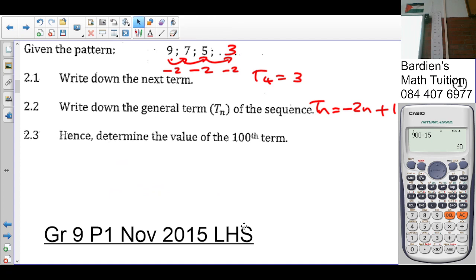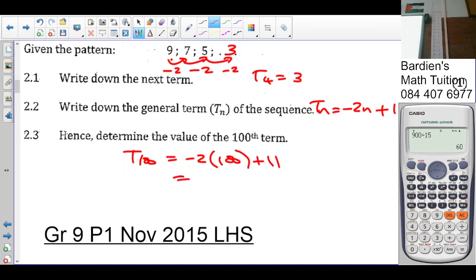Hence means to say what? I must use your previous calculation. Yes? I must use hence. It says hence, which means to say I must use the previous calculation. Determine the value of the 100th term. So I say T100 is equal to negative 2 times 100 plus 11. Negative 200 plus 11 is negative 189. Any confusion there? No?